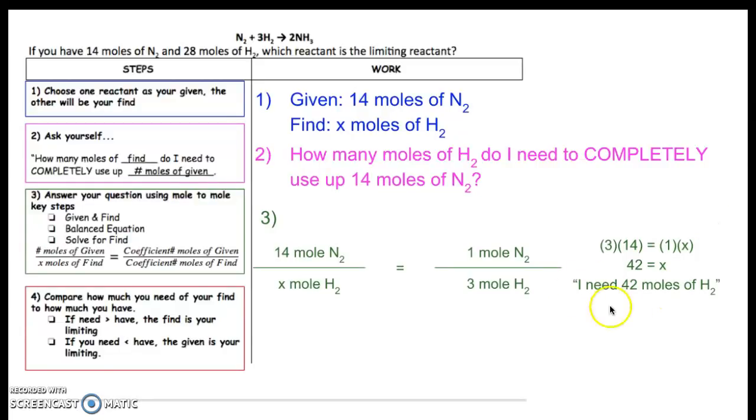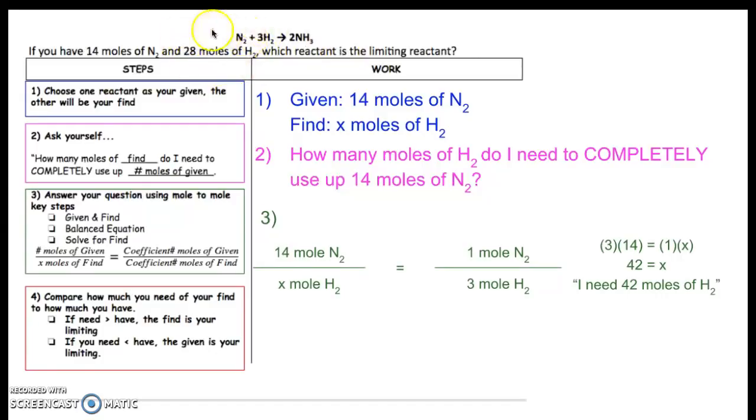We know how much we need, right? So what I solve for is, again, super duper important. What I solve for is how much I actually need. But how much do I have? How much do I actually have? For that, I have to go back up here and find H2 in the problem. And it says I have 28 moles of H2.